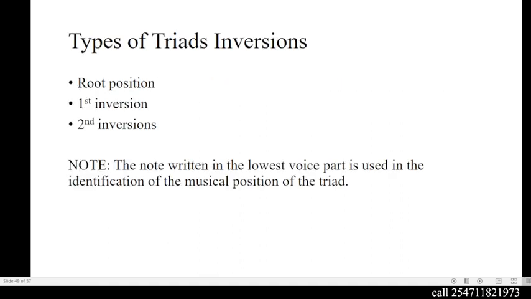Types of triad inversions. We have root position, first inversion, second inversion. Note: the note written in the lowest part is used in the identification of the musical position of a triad. So the note in the bass part is the one that's going to tell you which inversion we are dealing with on a triad.